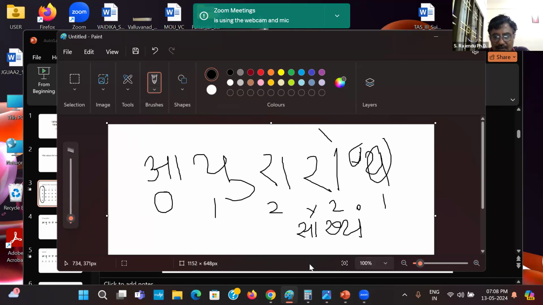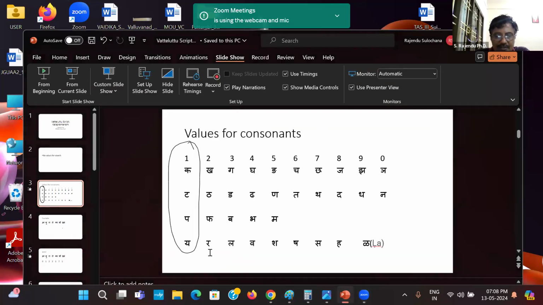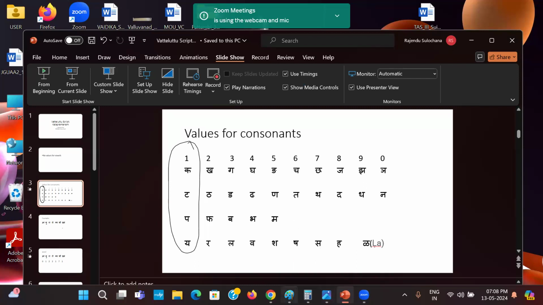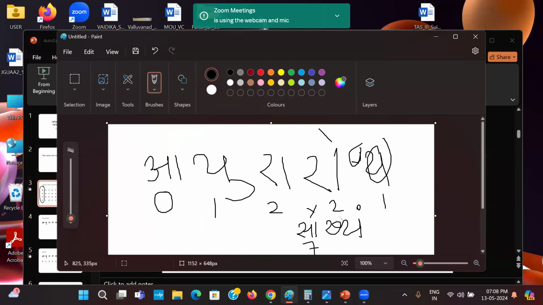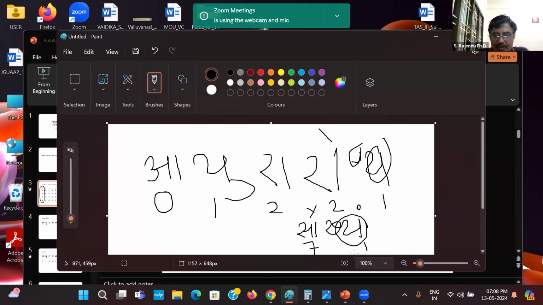Then Sa. What is the value of Sa? Ya, Ra, La, Va, Sha, Sha, Sa. Sa is 7. You can write 7. And the next one is Kya. You can take the second one, that is Ka and Ya, the second one.